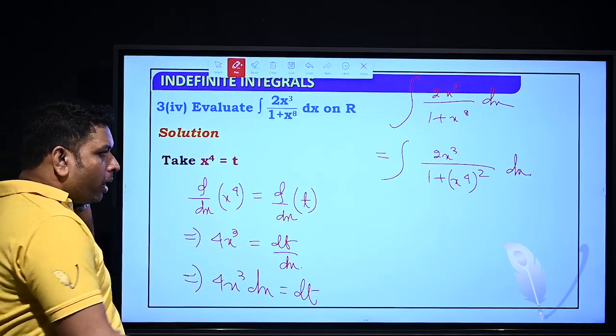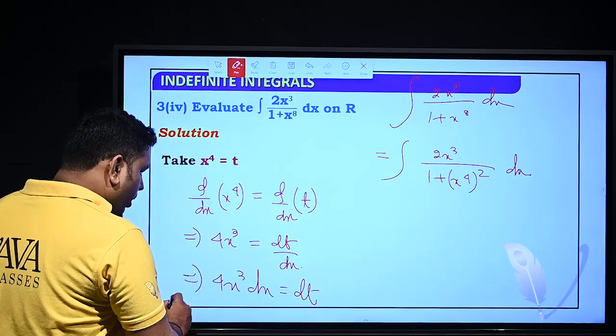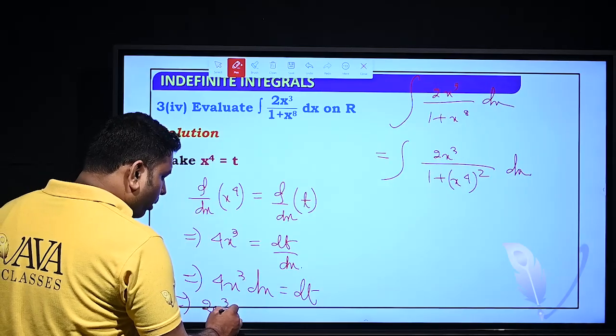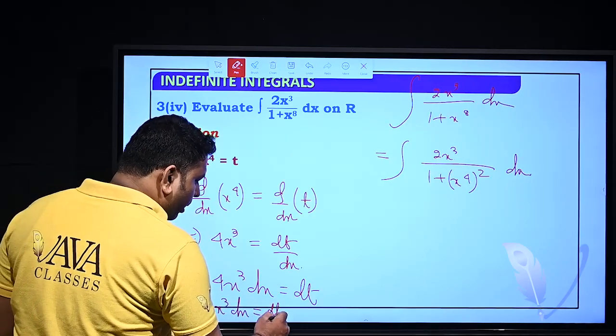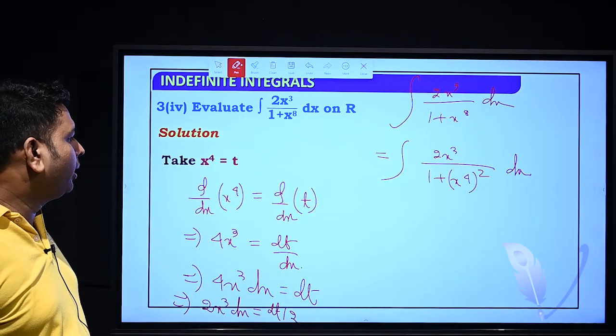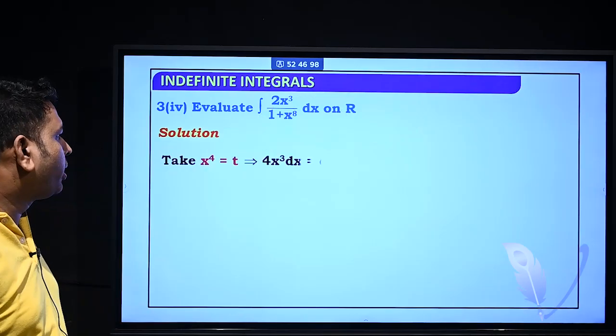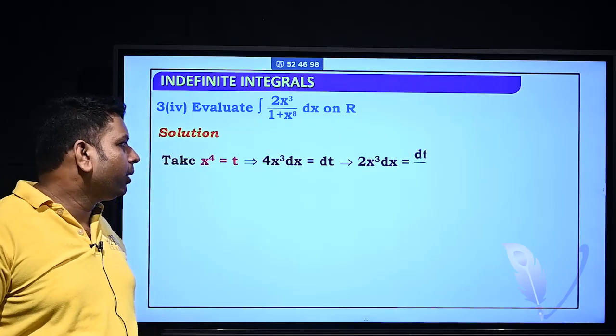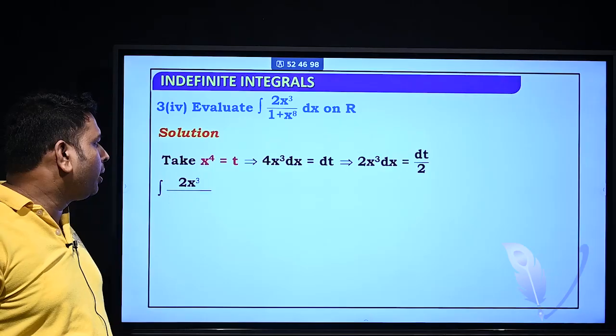So we need 2x cube dx. So divide by 2. So 2x cube dx is dt by 2. Okay. So 2x cube dx is dt by 2. So differentiate both sides: 4x cube dx is dt. So 2x cube dx is dt by 2.